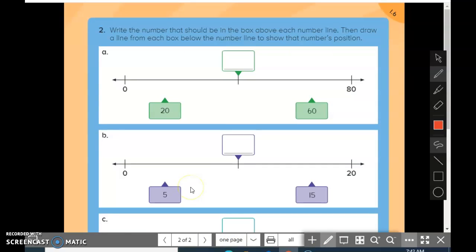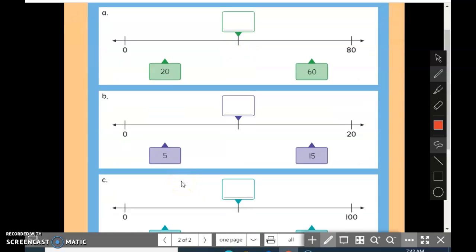And last but not least, you'll have 3 more in which you have to find the middle number and then also find the 2 numbers that are given below. So I have to find out what is this middle number and then find out where do these numbers go to. Do they go to where my line pointed or do they go somewhere else? You're going to have to figure that out.